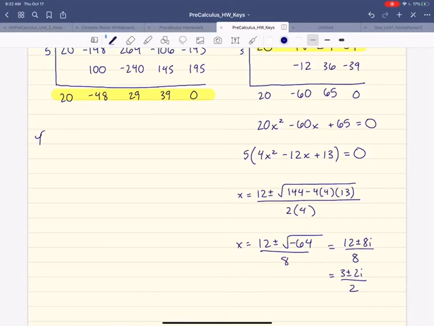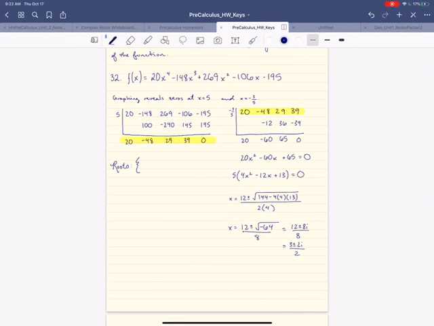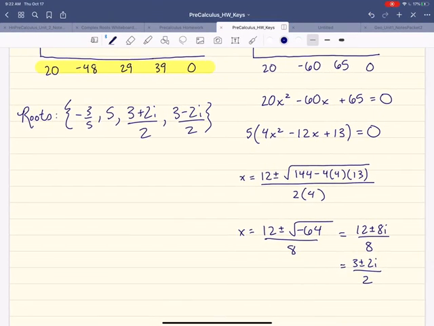So I'll start by writing out the roots. The real roots are negative 3/5 and 5, and the complex roots are 3 plus 2i over 2 and 3 minus 2i over 2. The factorization I'm going to write in a few different ways.